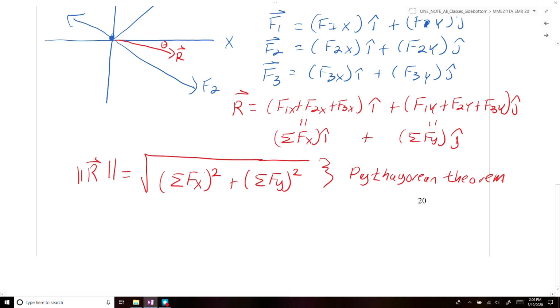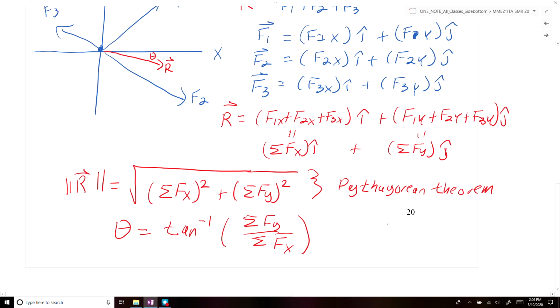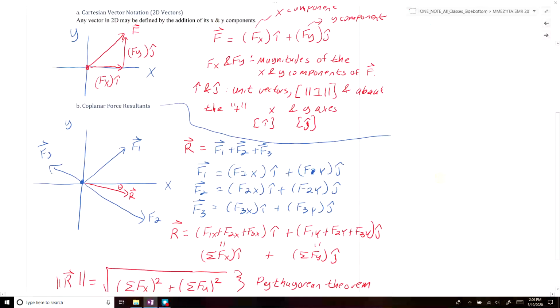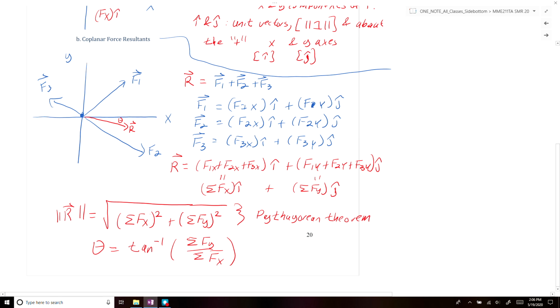And then the angle theta, or the direction of our resultant vector, would be equal to the inverse tangent of the sum of all of our forces in the y direction divided by the sum of all of our forces in the x direction. Using the Cartesian notation, it's really simple. If we can define all of our vectors in terms of their x and y components, we can just add all the components together algebraically. Once we have the total x component and y component of the resultant vector, we can solve for the magnitude by taking the square root of the sum of the squares, and then we can find the angle using the inverse tangent function.